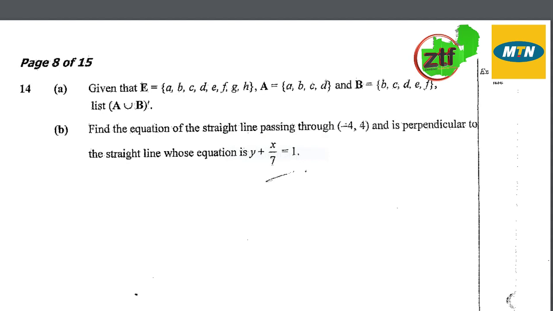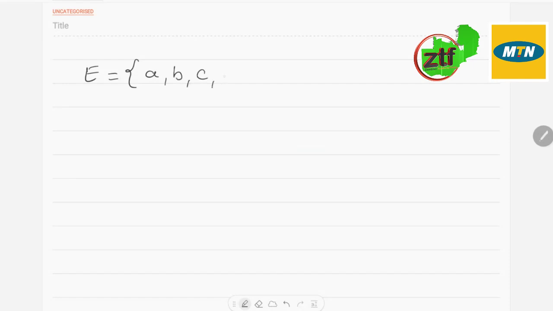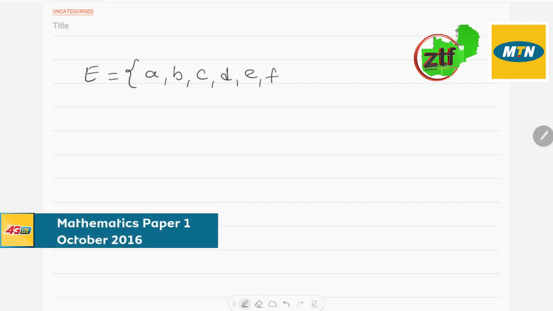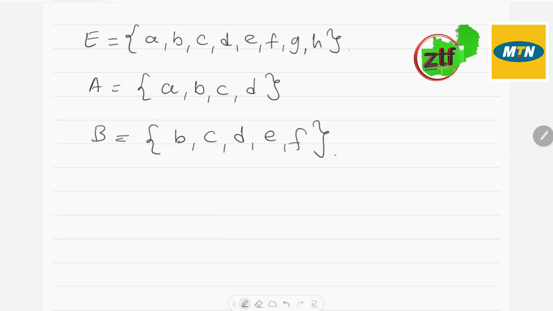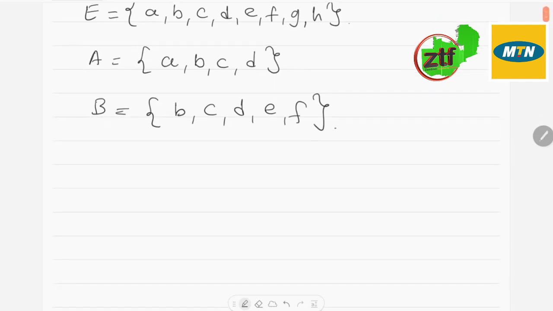So we are given the universal set. We have the elements A, B, C, D, E, F, G, and H. Elements of set A are A, B, C, and D, and we have elements of set B as B, C, D, E, and F. Then the question is, we find or list the elements of (A union B) complement.